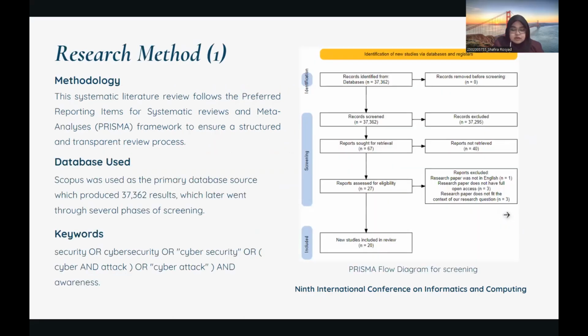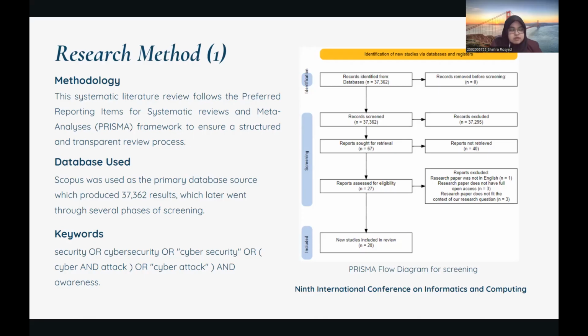Now that we laid down some groundwork, I would like to explain the research method used in this paper. For the method, this paper follows the Preferred Reporting Items for Systematic Reviews and Meta-Analyses, or more commonly known as PRISMA, framework to ensure a structured and transparent review process. For the database, we mainly use Scopus as the database source, in which we fed the string of keywords, as you can see here. We also made sure to include variations of the term cybersecurity or cyberspace security.